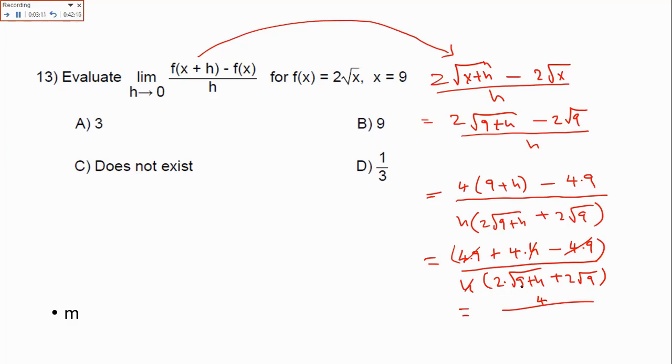And I will have 3 over here, right? So 3, and then the h is gone. 3 times 2 is equal to 6, right? Plus 6, which is equal to 12, right? So the answer is 1 over 3. Okay?